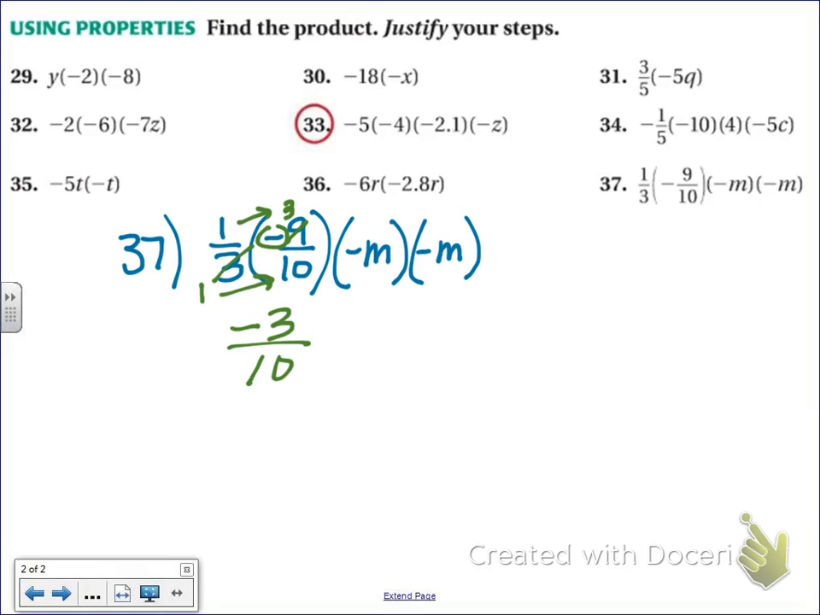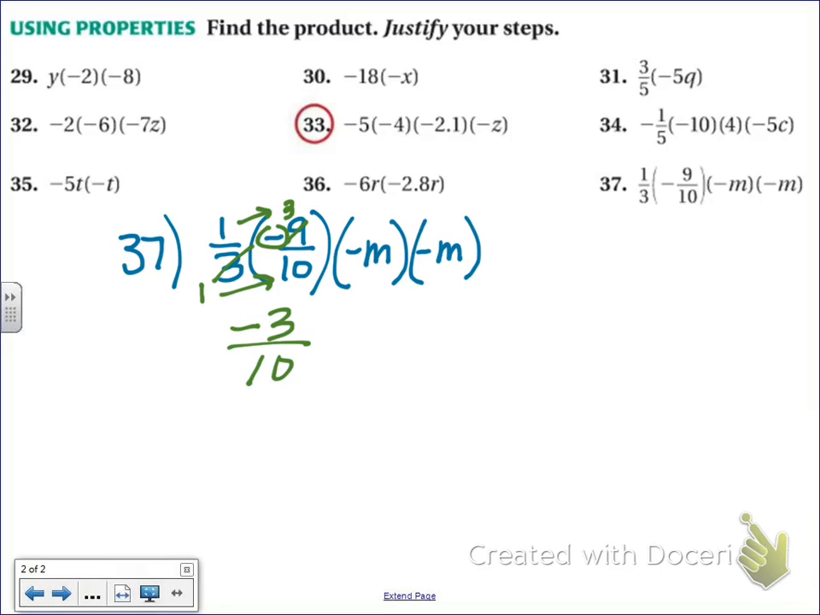See, before you would have gotten negative 9 over 30, and some of you might be saying, oh, well, that looks good, but it is not reduced all the way. If you reduce at the beginning, it makes it a lot easier for you. Now, so it's negative 3/10 is what we want to keep it with.